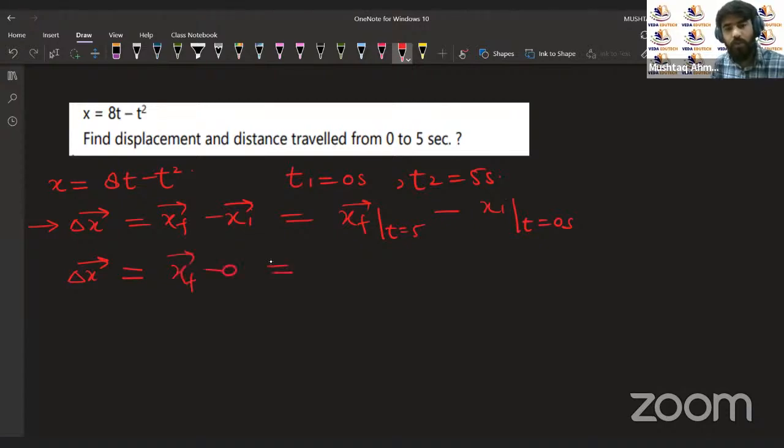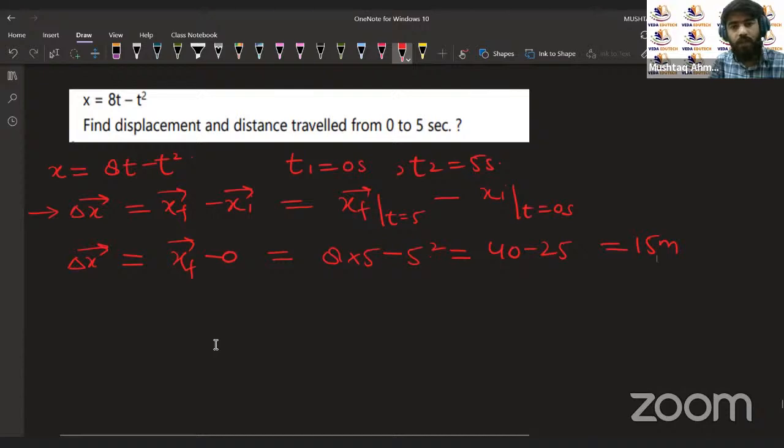So we can substitute the value of 5 seconds in the given equation. It will be 8 into 5 minus 5 square, so it is 40 minus 25, that's equal to 15. So 15 meters is the displacement during times 0 to 5 seconds. This is the displacement.